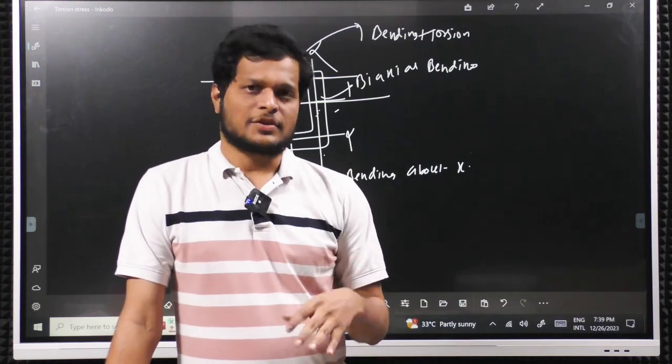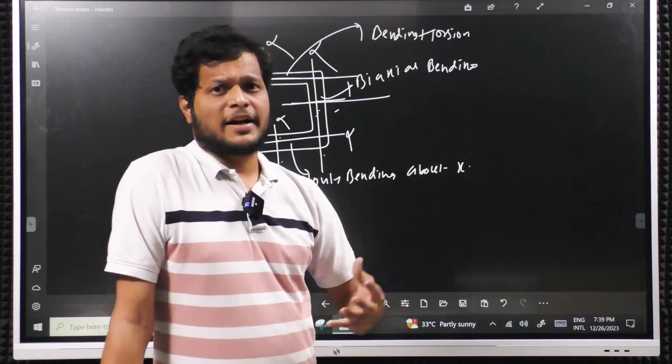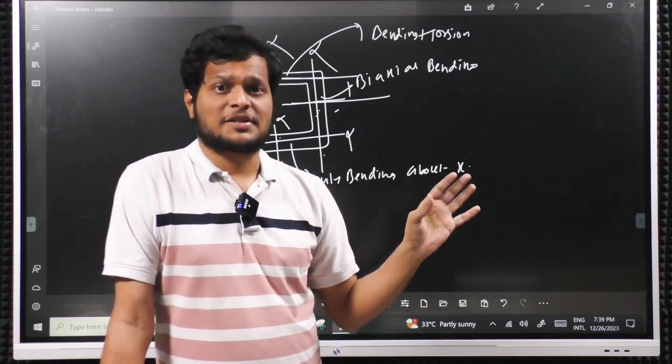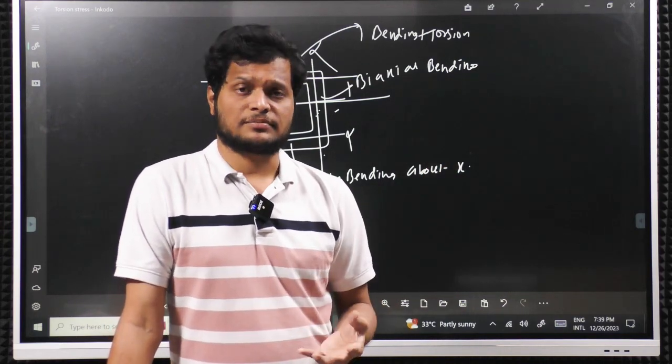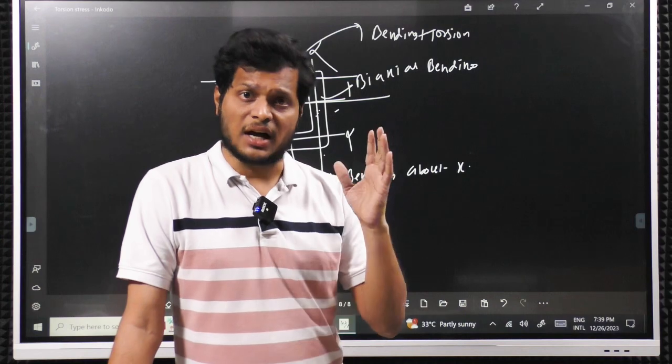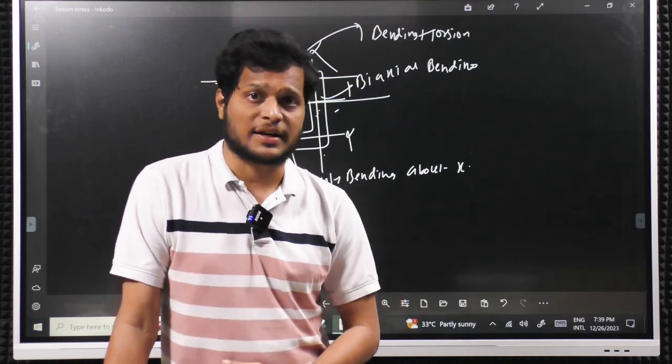Okay. So in the next class, you already identified when you are getting torsion, what amount of torsion you are getting, P into eccentricity. So because of the torsion, how much stress is generated along the cross section, that we will calculate in the next class. Okay.